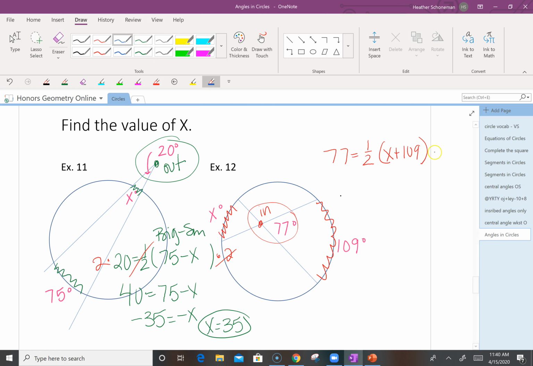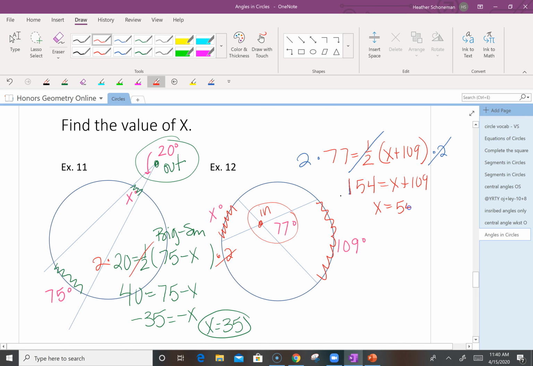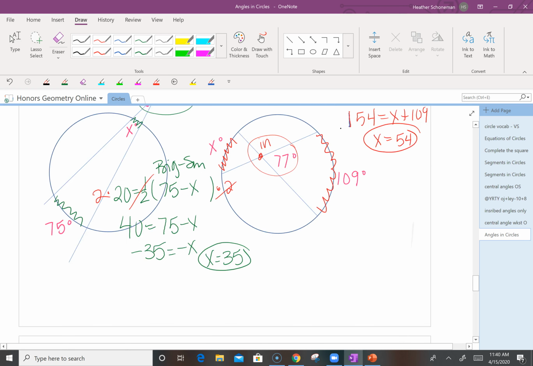Again, I don't want to deal with the fraction, so I'm going to multiply both sides by 2, and the 1/2 and the 2 cancel. On the left, 77 times 2 is 154, so we get 154 equals x plus 109. Then we can simply subtract 109, and x equals 54.